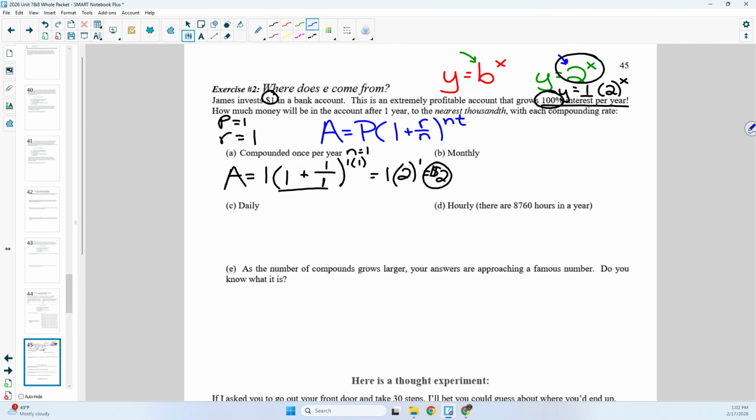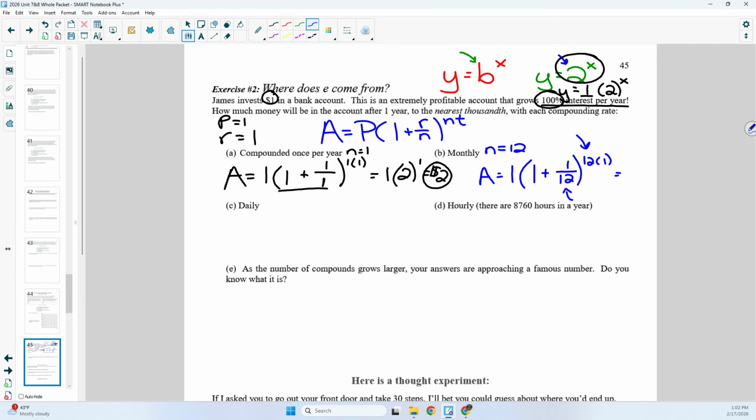So now we're going to see what happens when we start to compound monthly, which means our n is 12. So all of my 1s are still there, except now I'm putting in a 12 for n. So I'm splitting up my interest into 12 parts, and I'm getting it 12 times more often. So you can go ahead and type that in your calculator.